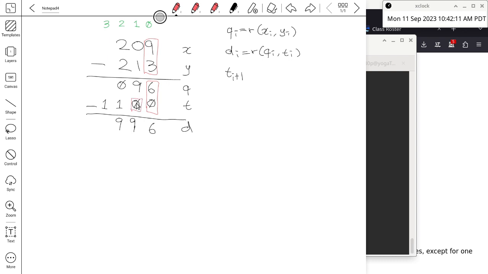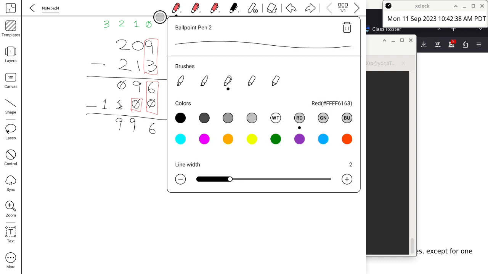So the color is indicating dependency. The zero, known as t1, is because x0 minus y0 did not need a borrow. q0 minus t0 also did not need a borrow. Is that part okay? Okay. So now we look at t2, which is this bit over here. We'll switch to a different color. Let's say green.